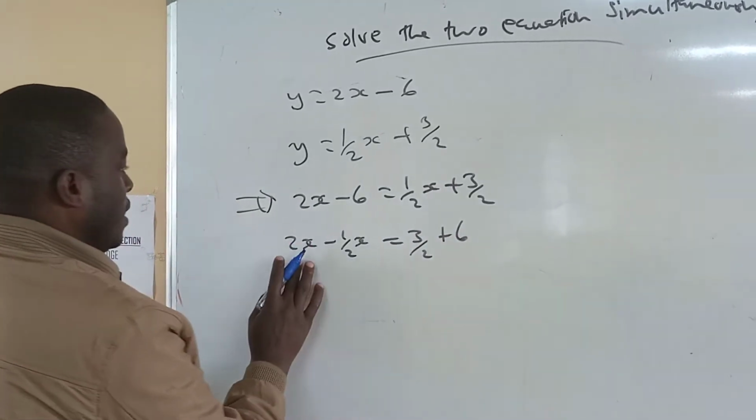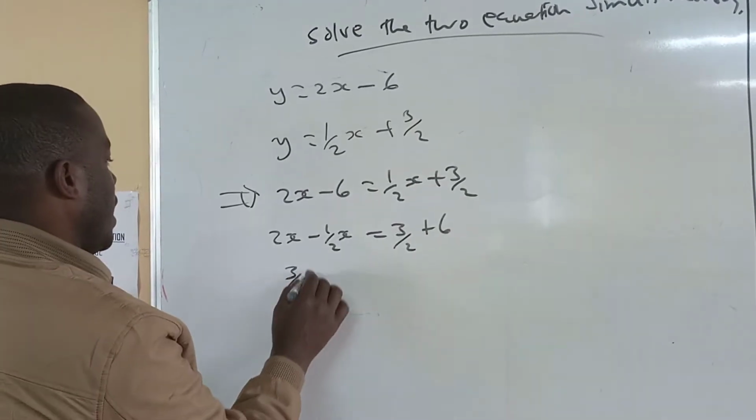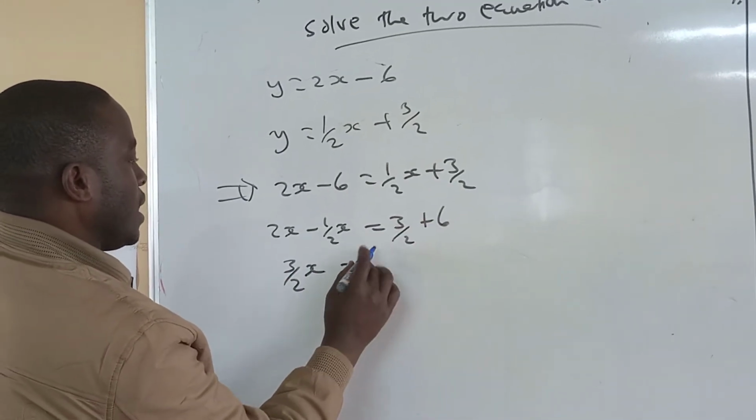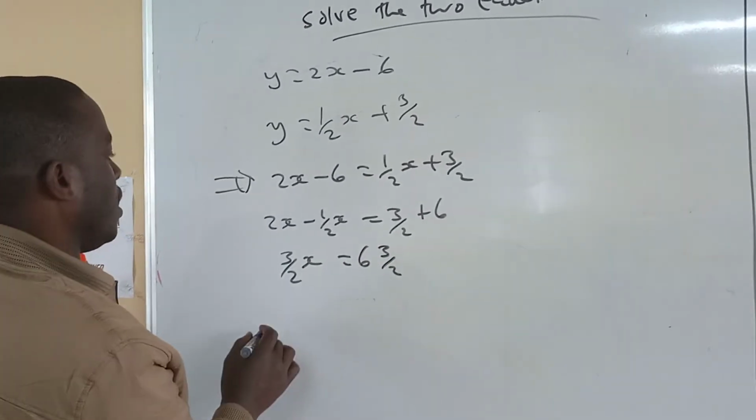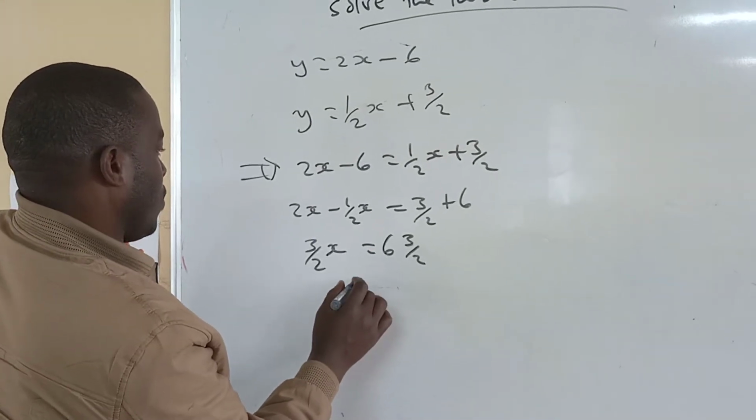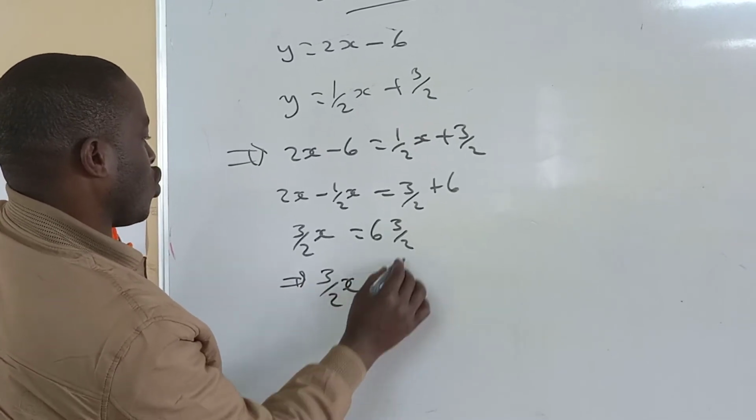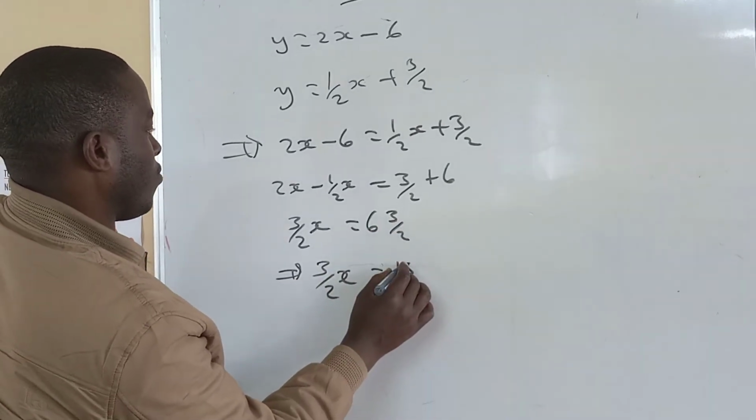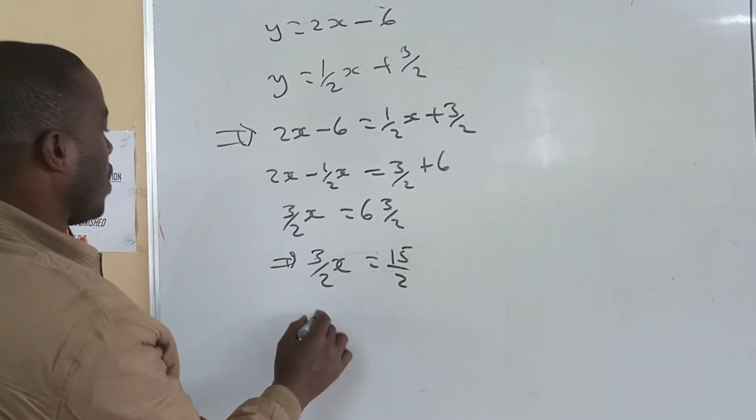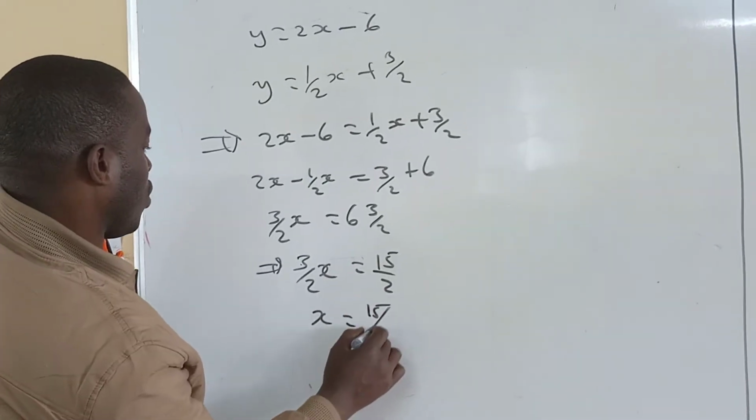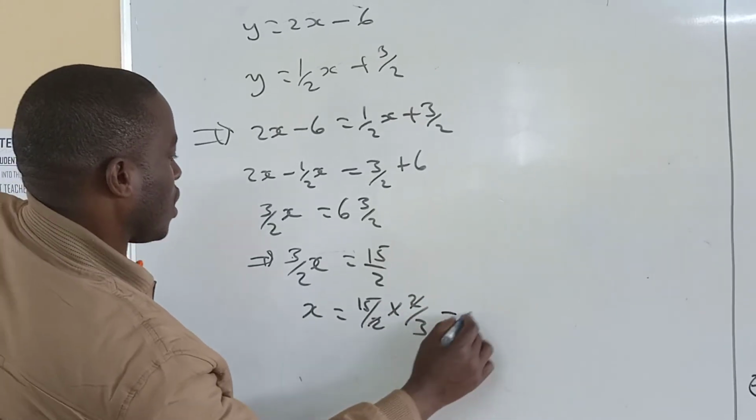So here, when you subtract, you remain with 1.5, which is the same as 3 over 2, x. This will be equal to 6 plus 3 over 2, which gives us 15 over 2. So 3 over 2 x equals 15 over 2. Then we multiply by the reciprocal: x equals 15 over 2 times 2 over 3. So this gives you 5.